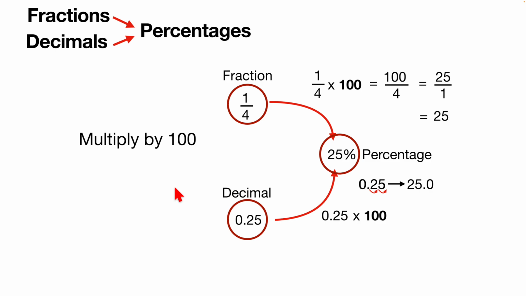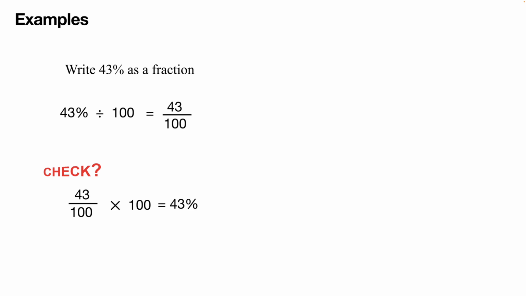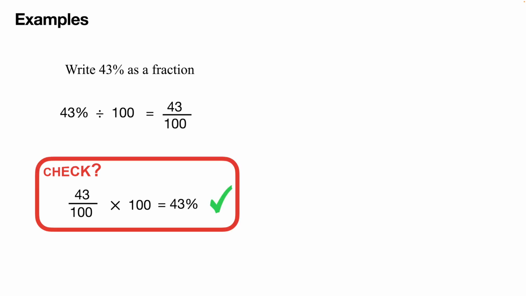Thank goodness for that. Here's an example. Write 43% as a fraction. So 43% is 100 times too big. I'm going to divide by 100, 43 over 100. Not too difficult, but just to make sure, I do my check. 43 over 100 is a fraction. I multiply by 100, 43%. Fantastic. No problems there. Lovely.